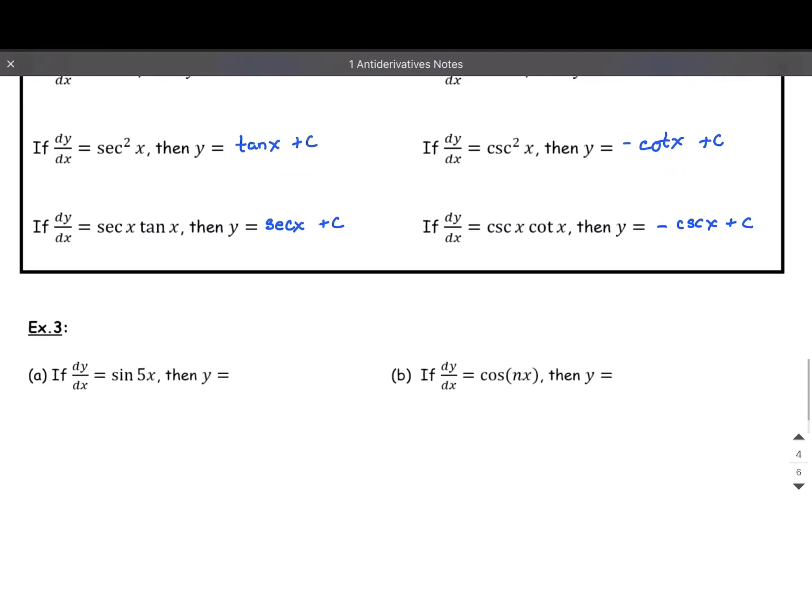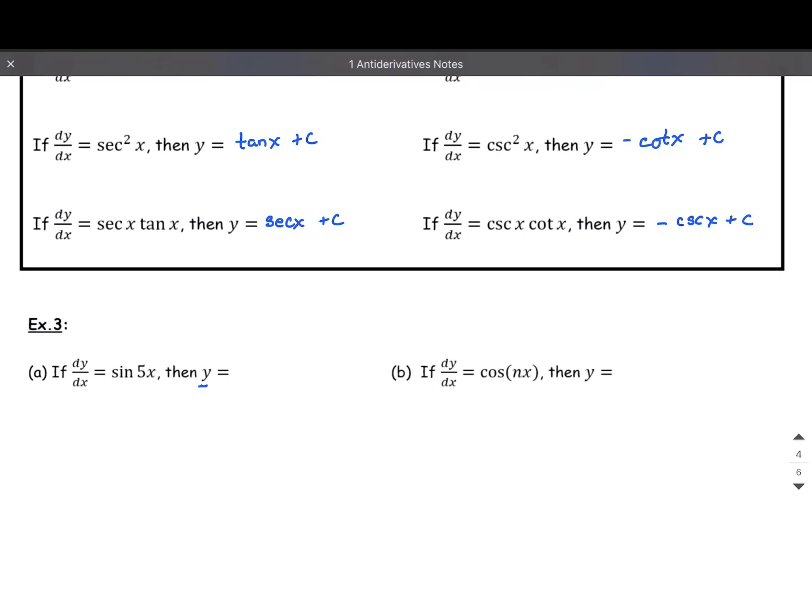Let's look at the next problem. If dy dx equals sine 5x, then what's y? Well, here's the catch. We know that y has a derivative of dy dx. Well, what has a derivative of sine? That would be negative cosine. Keep the angle 5x. Now check this. If you took the derivative of negative cosine of 5x, you'd have positive sine of 5x, but you'd have to multiply by the derivative of the inside, which is 5. So we need to divide by that derivative of the inside, 5, plus c to take care of that chain rule, okay, because we didn't have that constant.